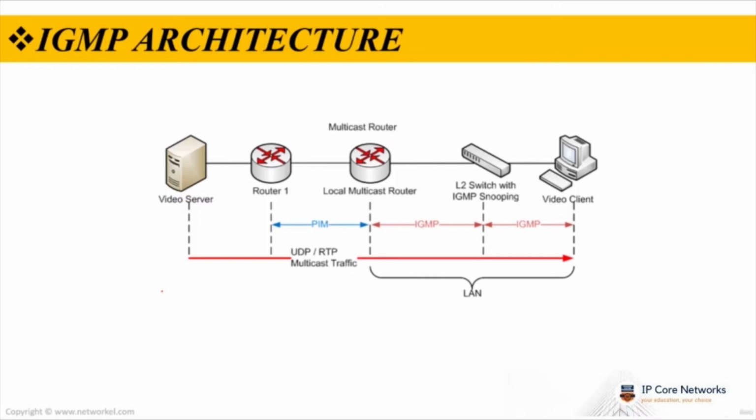IGMP, guys, operates between a host and a local multicast router. Switches featuring IGMP snooping derive useful information by observing these IGMP transactions. Protocol-independent multicast (PIM) is then used between the local and the remote multicast routers to direct multicast traffic from hosts sending multicasts to hosts that have registered through the IGMP to receive them.